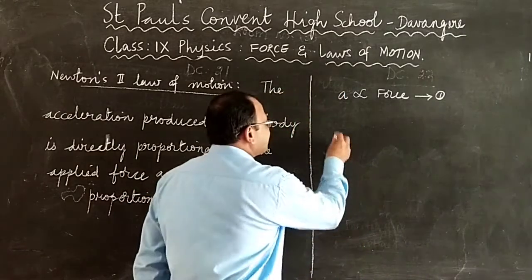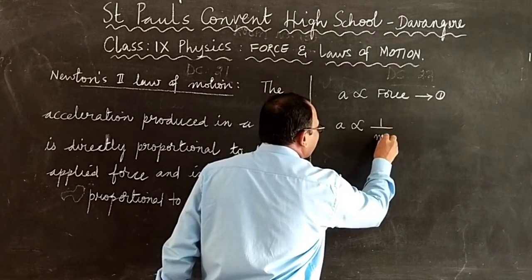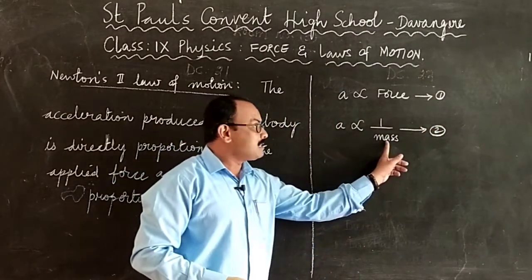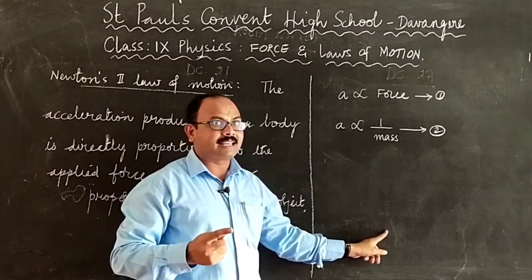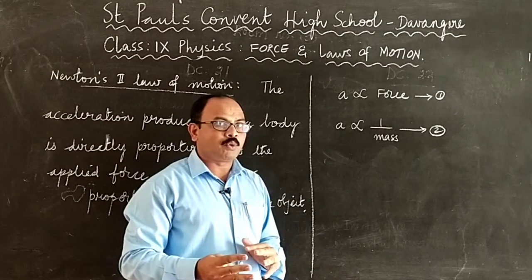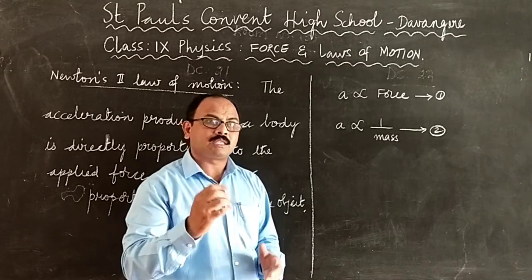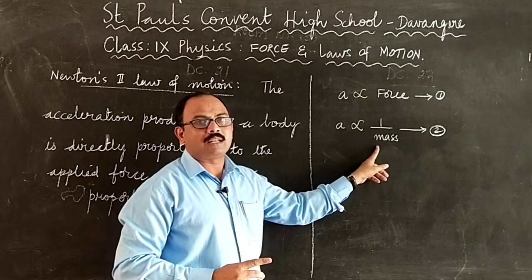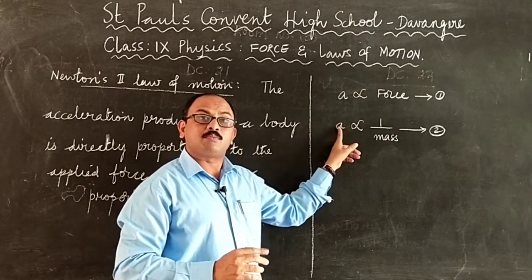Second part, the acceleration which is produced in the body is inversely proportional to the mass of the object. If the mass is less, the acceleration produced becomes more. We have seen in this case a cycle and a car, in which the acceleration produced is more on the cycle. In the cycle, acceleration becomes more because the mass is less. Therefore, remember children, we say inversely proportional, which means if mass is less, acceleration becomes more.